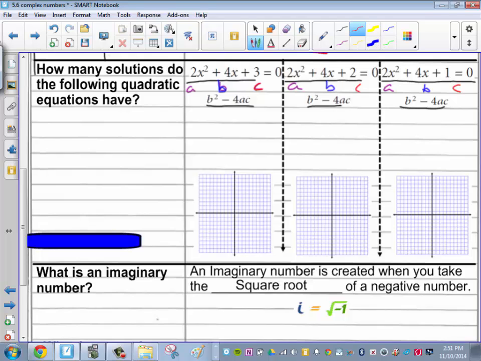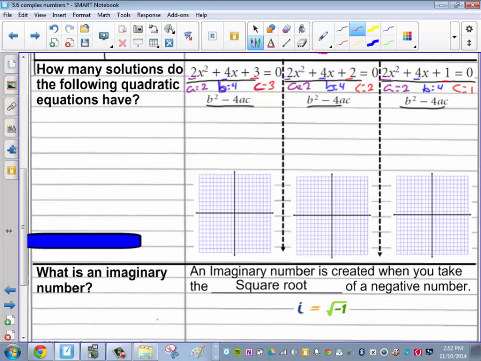Okay, so we can identify the A in all these. Here the A is 2, here the A is also 2, and here the A is, oh, that was easy. Okay, so we got those identified. Here the B is equal to 4 because it's right there. The B is connected to the X, so this one's 4, this one's 4. Oh, these are very similar. All of these are very similar. So really the only thing that differs is the C. This one's 3, this one's 2, and this one is 1. The C's are right there.